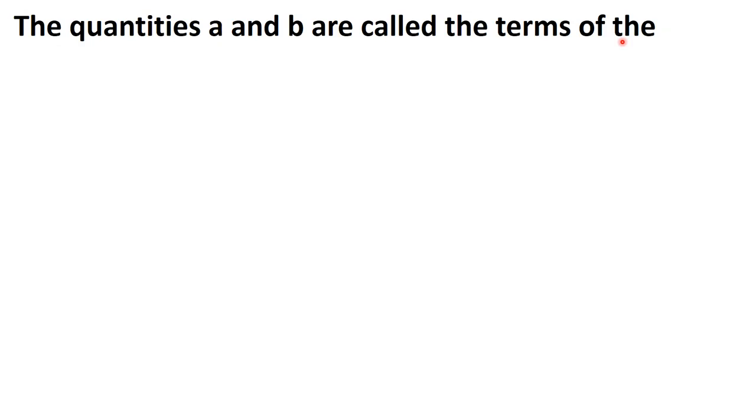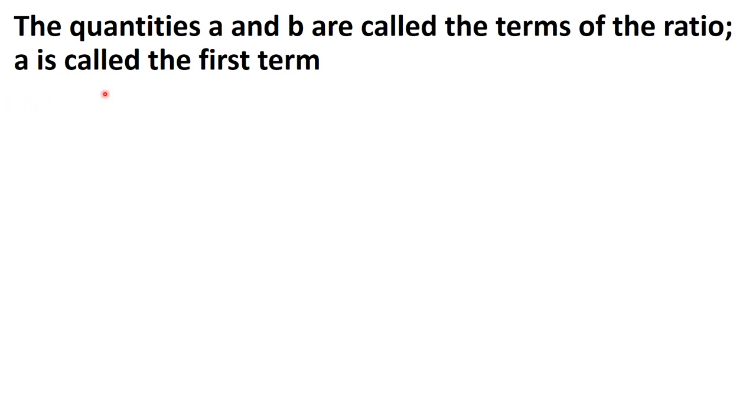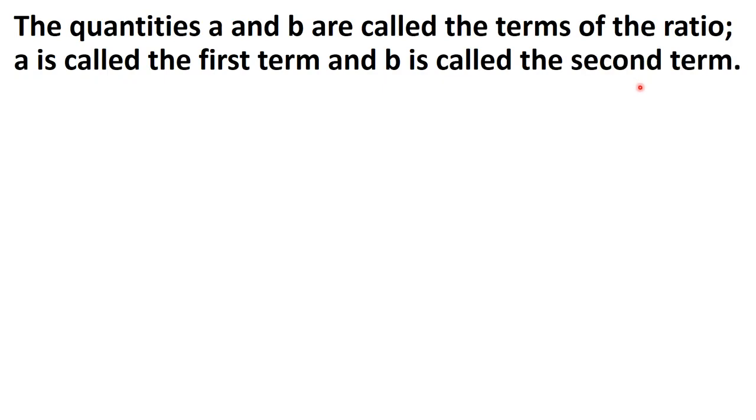The quantities A and B are called the terms of the ratio. A and B are the two terms of the ratio. A is called the first term and B is called the second term. One more name is there: the first term is known as the antecedent and the second term is known as the consequent.